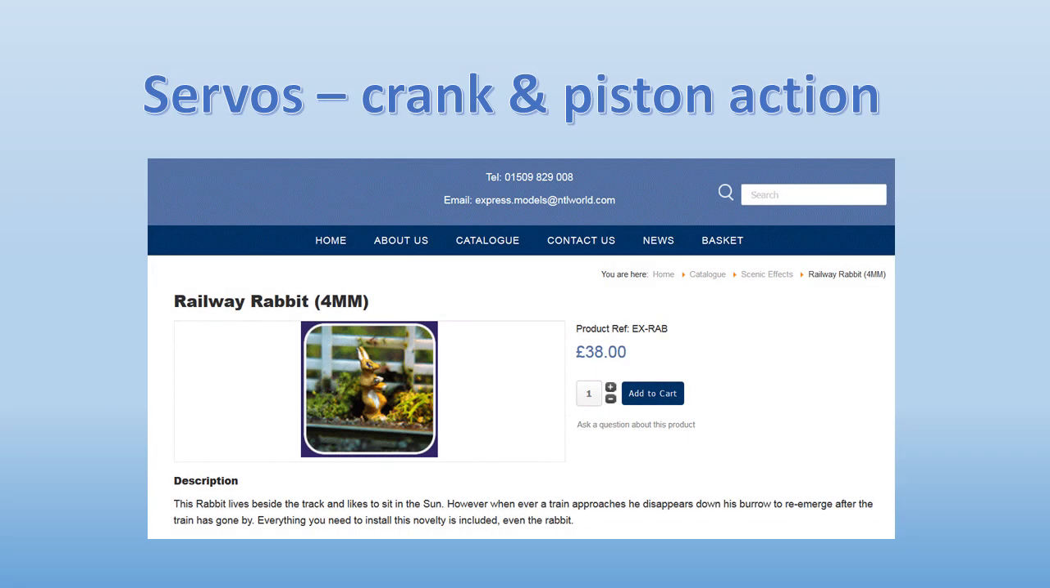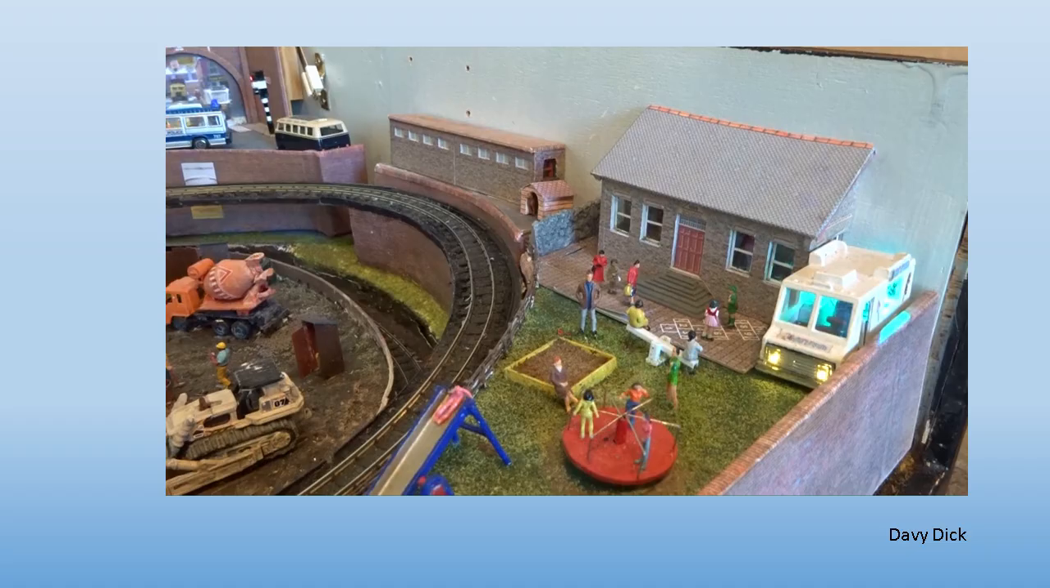Of course, a servo doesn't have to only rotate, it can be converted into a crank or piston motion. Look at the price of that railway rabbit. We could easily replicate that with a servo acting as a piston. Let's look at a couple of examples. Just behind the school there you might spot a kennel with a dog in it, and every so often as a train goes past the dog comes out and barks at the loco.